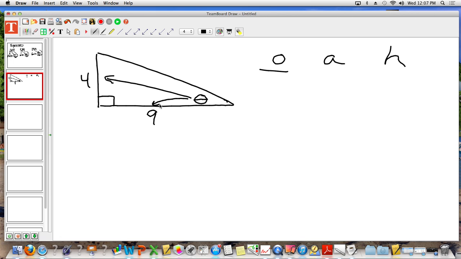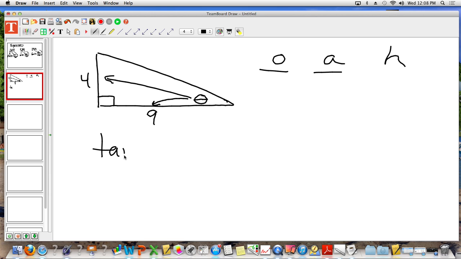Which is what? We only have two choices left. It's either adjacent or hypotenuse. It's adjacent. So I have the O and the A. Go back to your notes above where you wrote SOHCAHTOA. If you have an O and an A, what do you have? Sine, cosine, or tangent? Tangent. You have tangent.